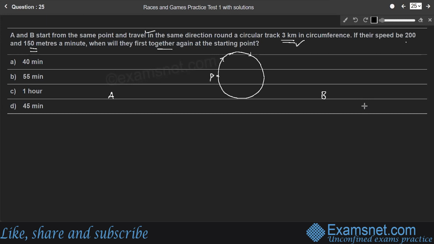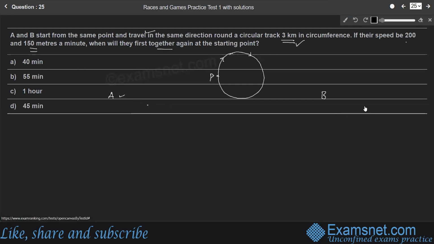So for that, we have to consider the time taken by each person, both A and B, to cover one round, then to cover second round, to cover third round. So if A covers n number of rounds in t time, then B covers maybe n plus 1 or n plus 2 or n minus 1 in the same time. At this time, both of them meet again at the same point. Therefore, first let us consider the individual time taken to complete one round.